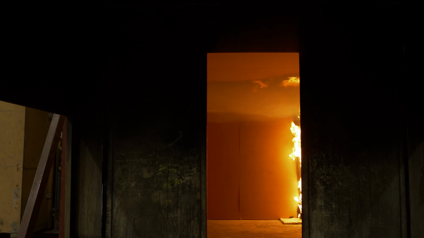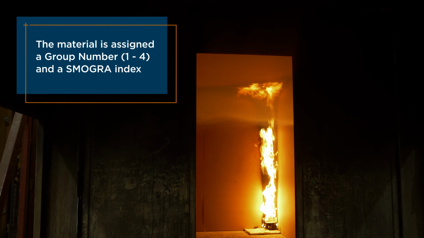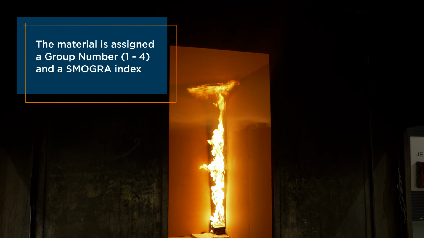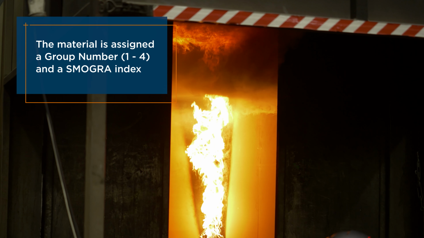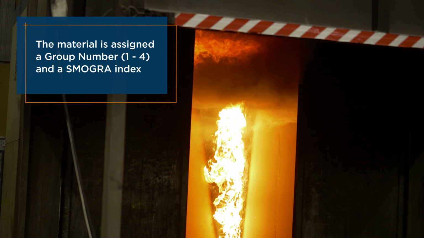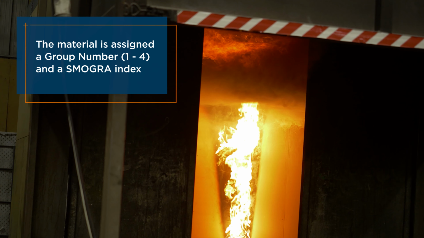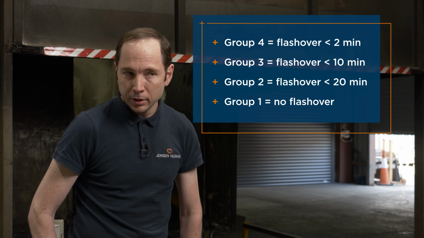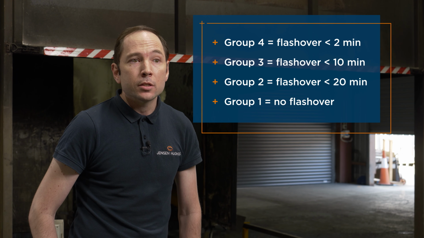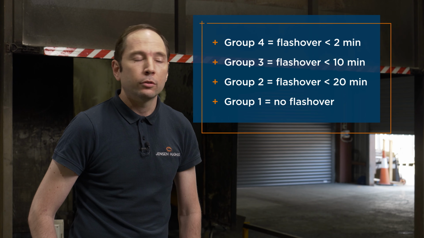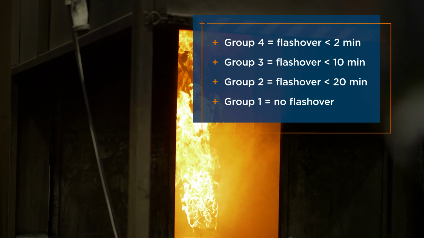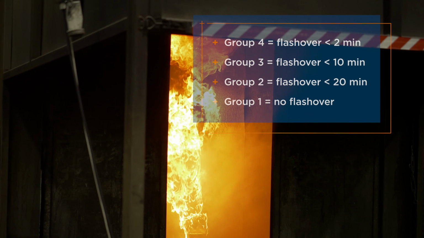From the data collected, it is possible to assign a group number to the material as well as a smoke growth rate index, or SMOGRA, which determines the suitability of the material for specific applications within specific classes of buildings. A Group 4 material will flash over within 2 minutes, a Group 3 within 10 minutes, and a Group 2 within 20 minutes. A Group 1 material is the only category which will not reach flashover conditions during the test period.